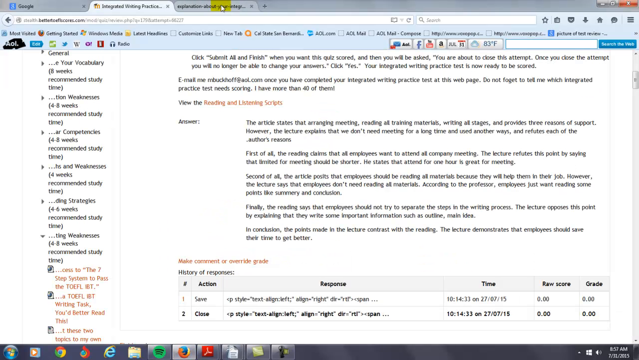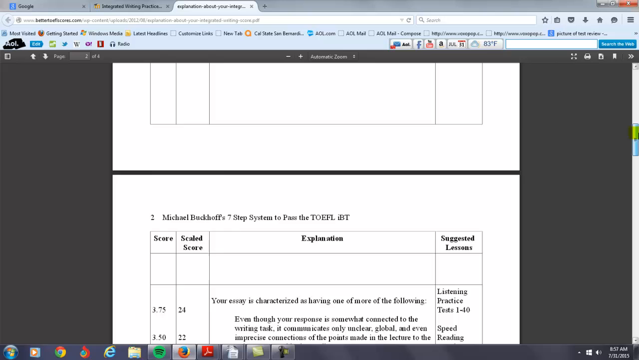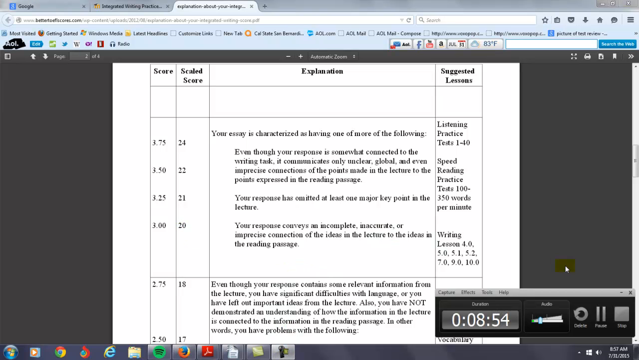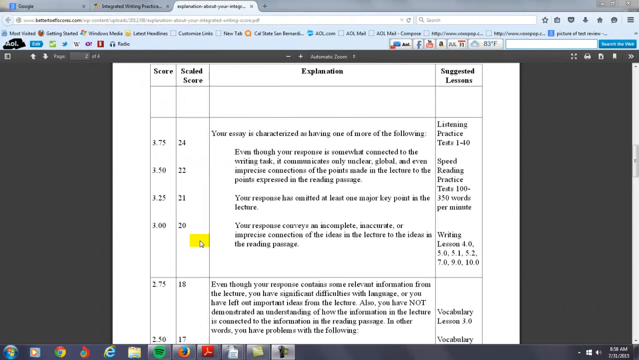So now what we want to do is let's figure out what your score is right now. So I don't think you'll get a perfect score. I don't think you'll score in the 4 range. I think you'll probably score in the 3 range here. So let's take a look at what it says. So let's say this one says, even though your response is somewhat connected to the writing task, it communicates only unclear, global, and even imprecise connection of the points made in the lecture to the points expressed in the reading passage. Yes, I'm going to answer yes to that. You did have problems in that area.